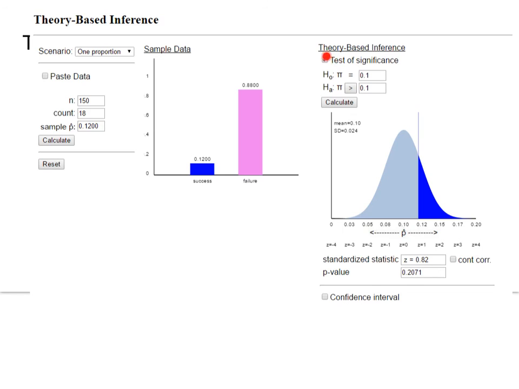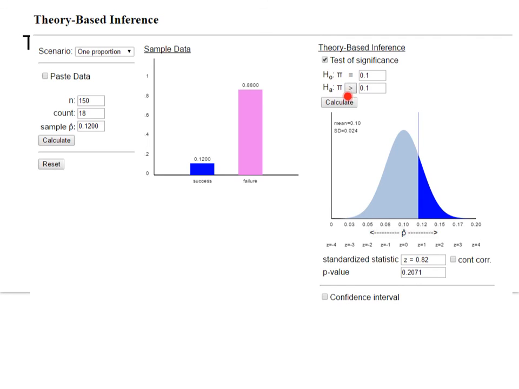Then you come over here and make sure that you have the test of significance checked. And then it'll give you H0 and HA. It uses the symbol pi. I don't know why they use pi, not p, but that's how they set it up. And then you're going to type in, notice this is just what my H0 and my H1 are. Notice I used the same number there. I didn't type in the 0.12. I'm going to see how that tests. Then you can click calculate.